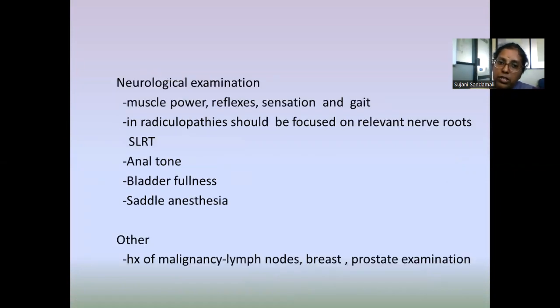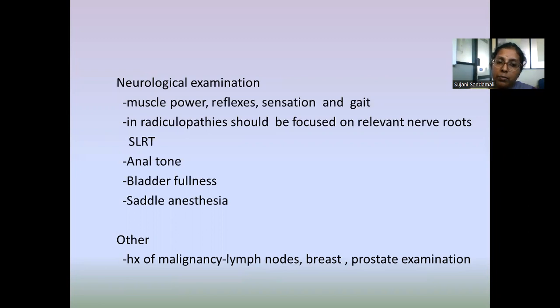When it comes to neurological examination, the muscle strength of the lower limb, then the ankle and knee reflexes and sensory examination, and the gait should be examined. And when the patient complains of radicular pain, focus on roots, especially L5 S1 roots, and you have to do the proper assessment of straight leg raising test to see radicular pain.